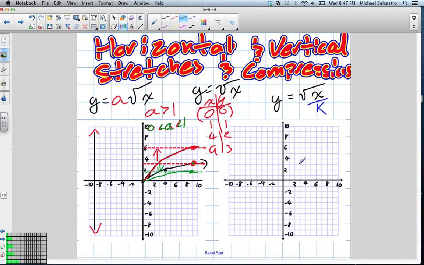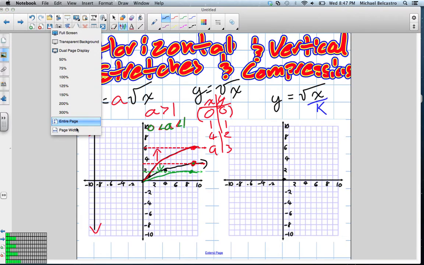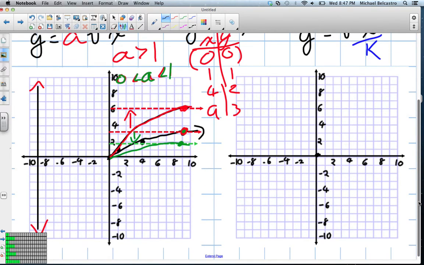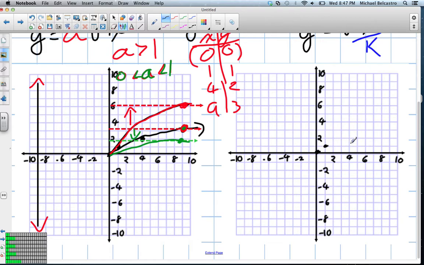Horizontally, same shape here, and actually we'll be able to zoom in for this one. Over 1, 4, 9, and 3. So here's our original again. But this time, we're talking about root of x divided by k. What's happening is these are opposite, and I should have written them down. When a is greater than 1, it's a stretch. And when it's less than 1, it's a compression.